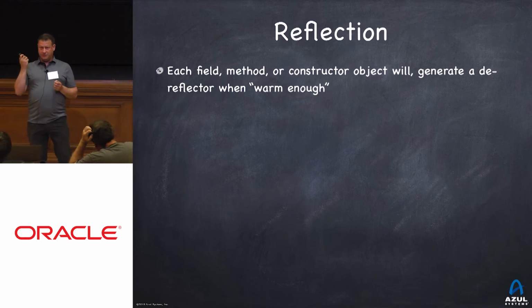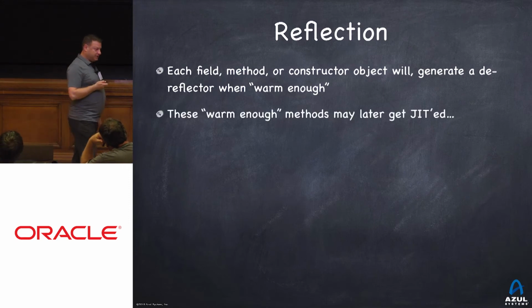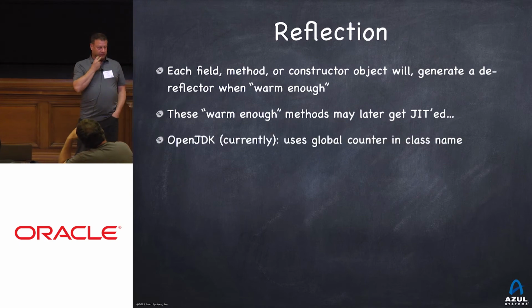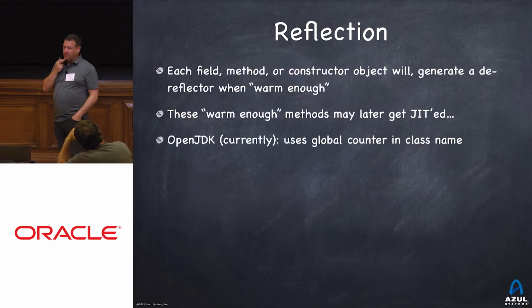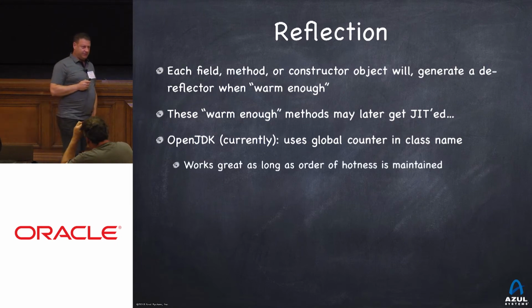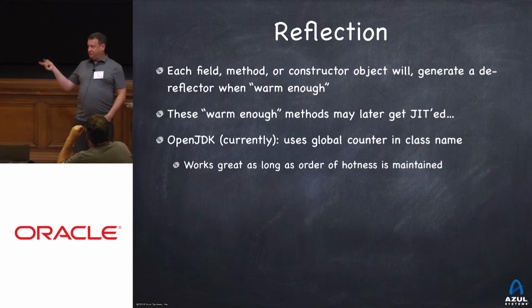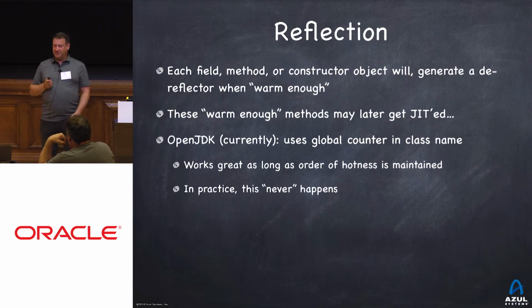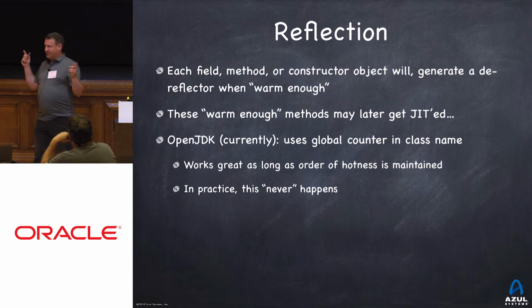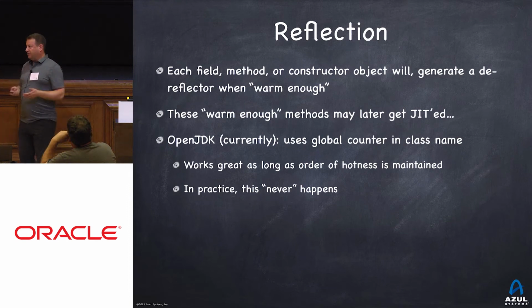And those dereflectors are generated classes. Well, the generated classes will eventually get JITted because they're warm enough to have been generated. Presumably they'll keep getting warm, but their name is generated with a global counter. And that would be great if the order of warmness repeated every run, but it never does. Okay, so things do not get warm in exactly the same order, and you get one off and all the numbers are off. And if we tried to imagine that, we'll probably match wrong.